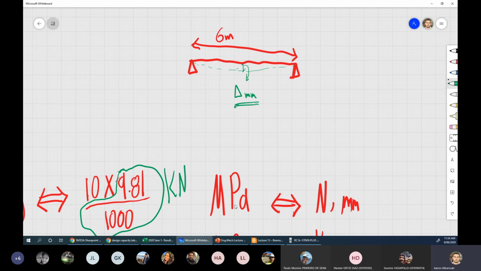If I'm using megapascals, I'll use newton millimeters. Gigapascals, change it to megapascals, and change all the forces to newtons and distances to millimeters, then you can get your answer. If you are after the distance or deflection, you'll get it in millimeters. If you're after force, you'll get it in newtons, like in our case here. Okay? This is the secret. That's the only way you need to know about it.